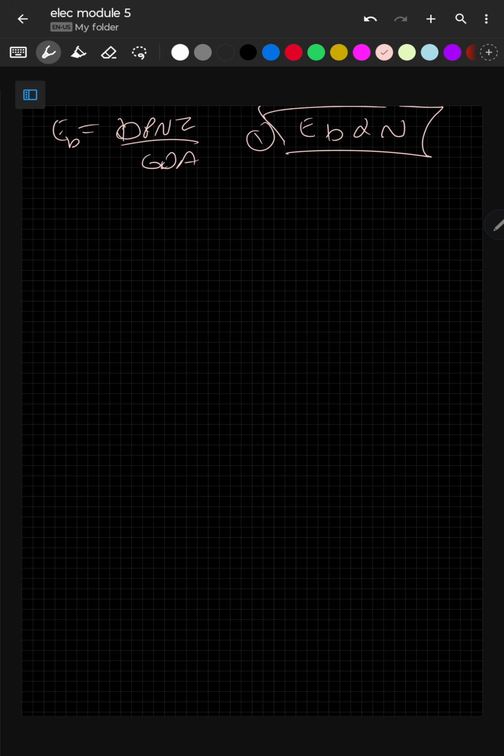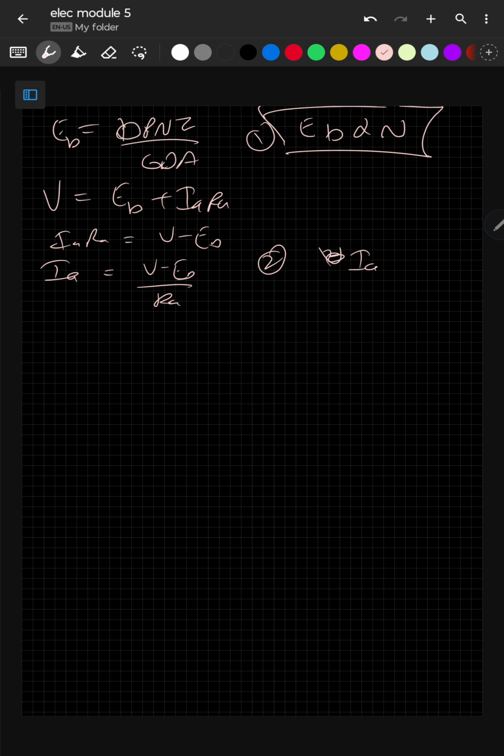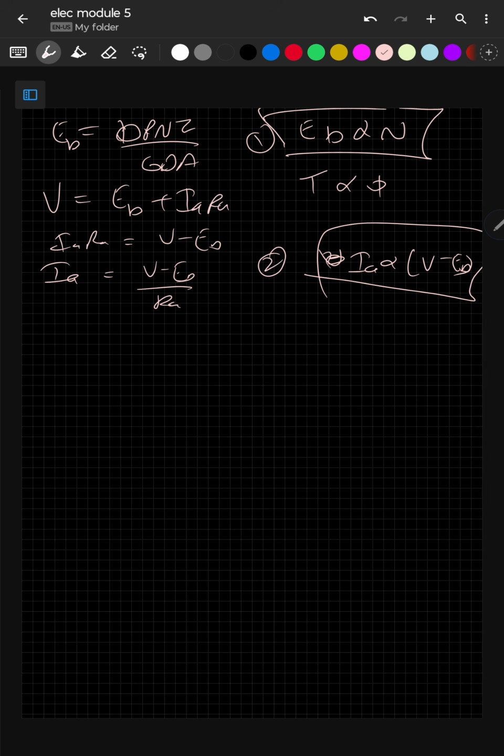Second is we want the IA equation. So from there we get V equals EB plus IARA. We wrote that equation before. So IARA equals V minus EB, IA equals V minus EB by RA. From this we get second equation: IA is directly proportional to V minus EB. These two are the very most important concepts. In the previous one, we saw that torque is directly proportional to phi into IA. This is not important here. I'm just telling you, I'll tell you one line that time you will understand.